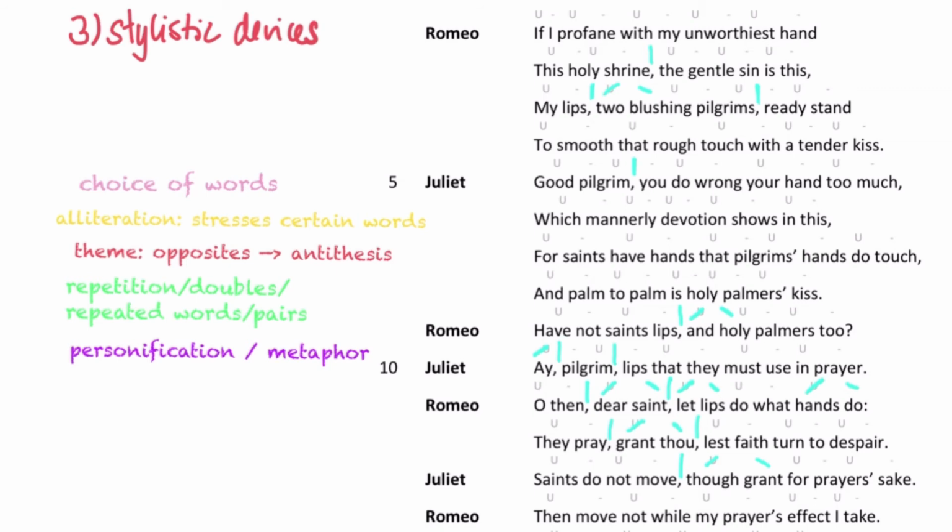So you may have noticed that a lot of the words that are used in this sonnet have to deal with religion. So the word field religion can be marked here. Profane, unworthy, holy shrine, sin, pilgrims. What else have we got? Pilgrim again. Devotion, saints, palm and palmer, and holy, of course. I may have missed some, but this is already obvious that the choice of words here, a lot of them come from the field of religion.